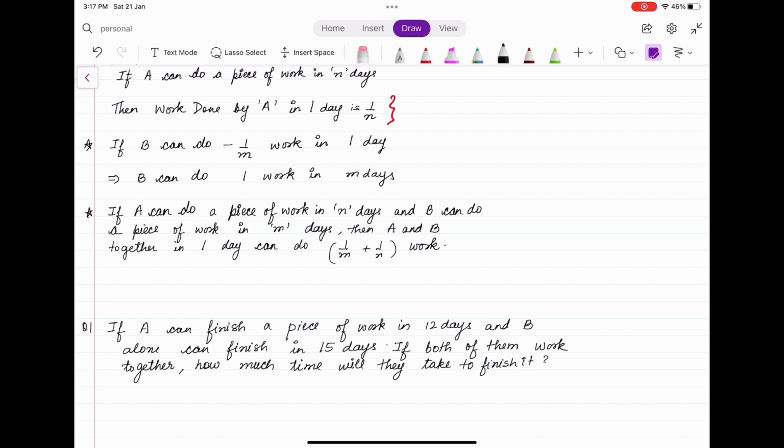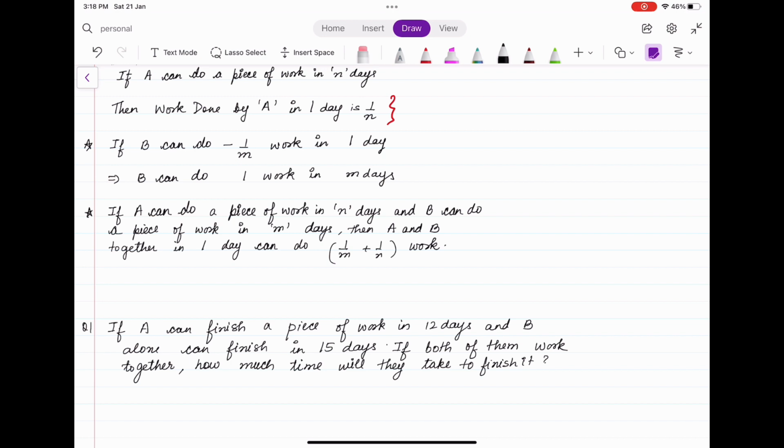Suppose painting a wall is the work and A is taking n days. तो एक दिन में वो कितनी वॉल पेंट करेगा? एक दिन में वो 1/n वॉल पेंट करेगा, तभी वो n डेज में पूरी एक वॉल पेंट कर पाएगा. वैसे ही यदि आपको दिया हुआ है इस क्वेश्चन में कि B 1/m वॉल पेंट कर रहा है in 1 day, that means B will paint the whole wall in m days. So both ways the generalization works.